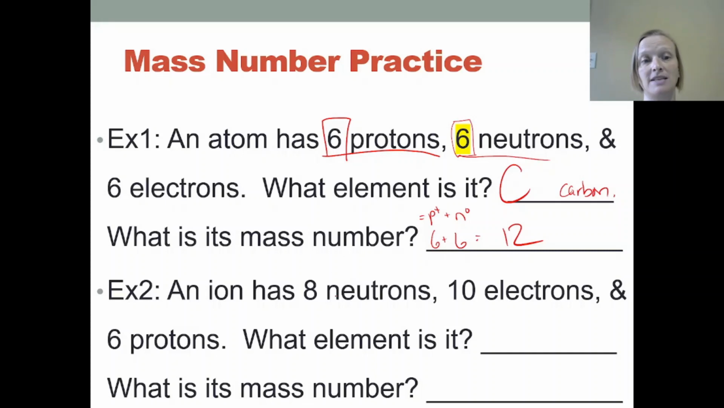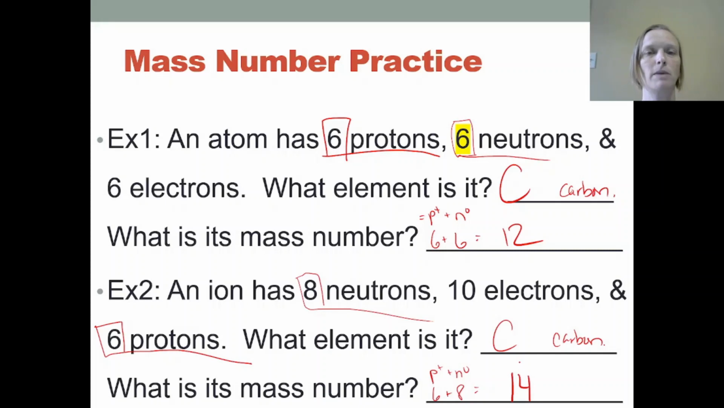An ion has 8 neutrons, 10 electrons, and 6 protons. Which element is it? Remember, we always use protons to define the element. 6 protons, just like before, we have carbon. What is the mass number? We need to do protons plus neutrons. So in this example, we're doing the 6 plus 8. And so this version of carbon has a mass of 14.